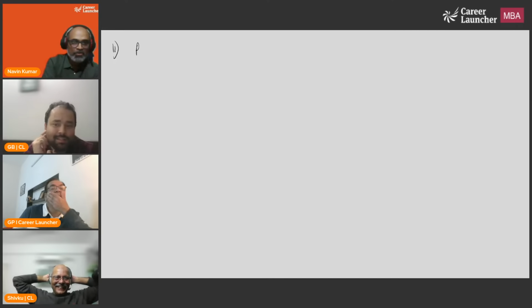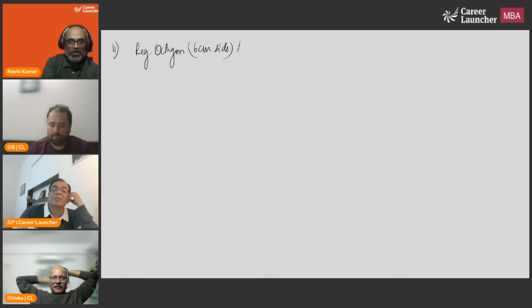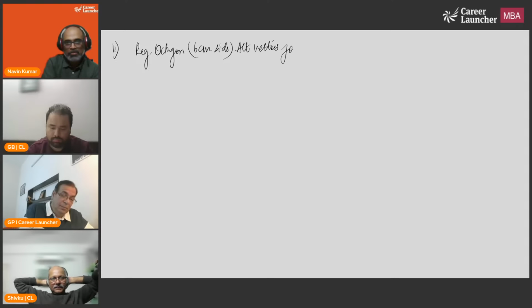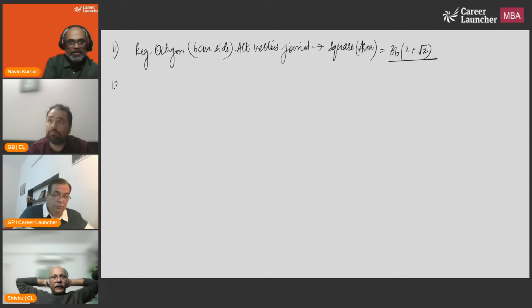We had a regular octagon, और उसके अंदर जिसका साइड्स 6 सेंटीमीटर था. Alternate vertices join करेंगे तो we will get a square. What is the area of this square was asked. The answer was I think 36(2 + √2). ये आंसर था.